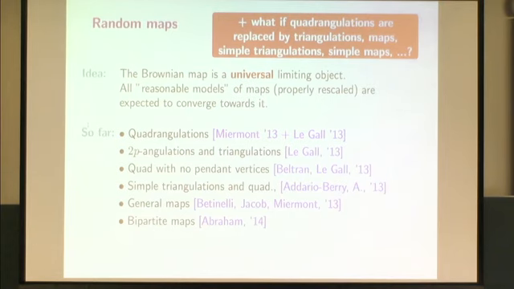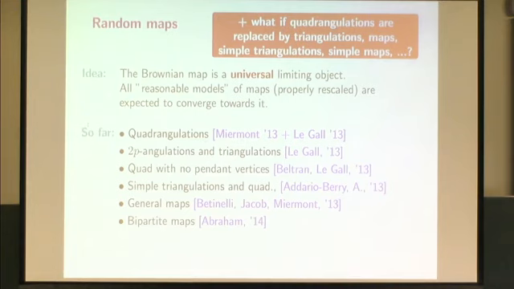So far, different models of maps have been studied. Quadrangulations were the first example. Then in the same paper, Le Gall proved that 2p-angulations and triangulations also converge to the Brownian map. Then there is the paper by Bettinelli and Le Gall proving it for quadrangulations with no pendant vertices, which are vertices of degree 1. And with Louigi Addario-Berry, we proved that simple triangulations and quadrangulations also converge to the Brownian map.